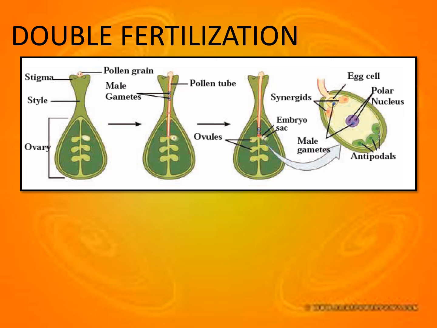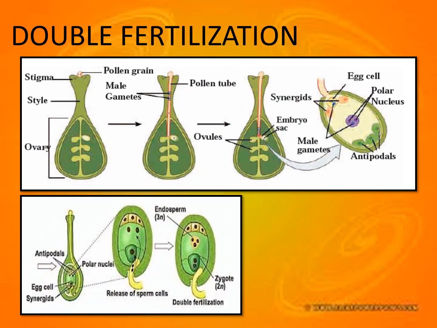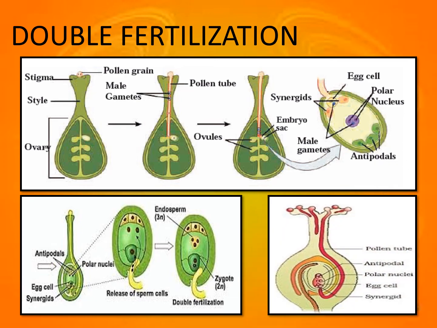When it reaches there, this tip of the pollen tube, which is growing, bursts and two male gametes are released in this embryo sac. Now, one of these gametes unites with the egg cell to form the zygote, and this is called fertilization. Whereas the second male gamete unites with two polar nuclei and the endosperm is formed. As two nuclei participate in this process, it is called double fertilization.